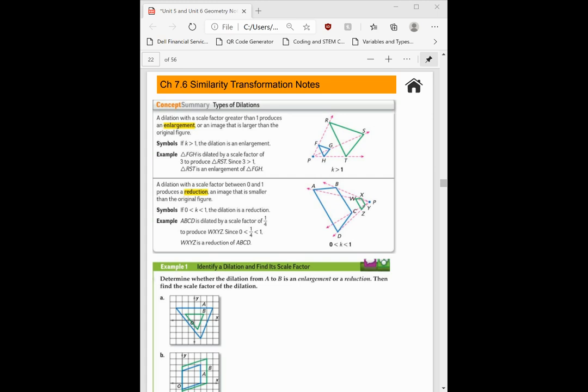Hi guys, we're going to start chapter 7.6 notes, which is the Similarity Transformation notes. So let's first start with some key concepts.